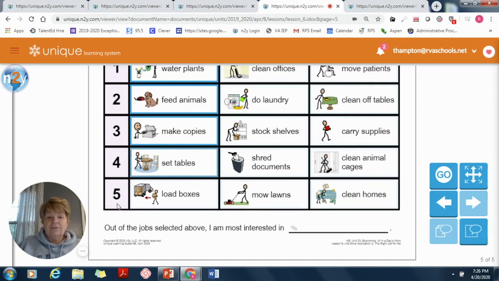And then number 5, load boxes, mow lawns, or clean homes. So load boxes is like a UPS driver where you're taking boxes of materials out of the warehouse, which is a great big storage place, and you're putting them in the truck to deliver them to a particular location. You would have to know how to put everything in order in your truck so that there weren't any problems when you arrive at the locations. Also means very heavy work, but if you already have a lot of muscles, you're in good shape.